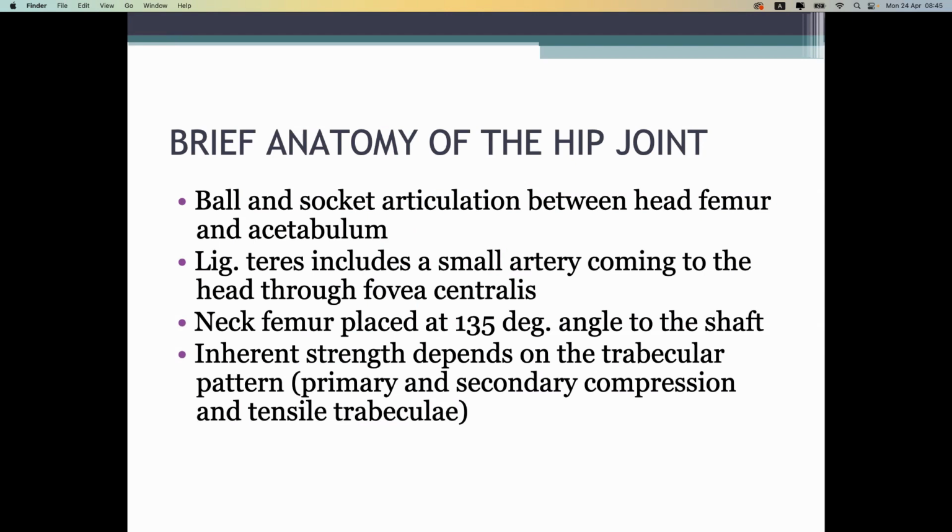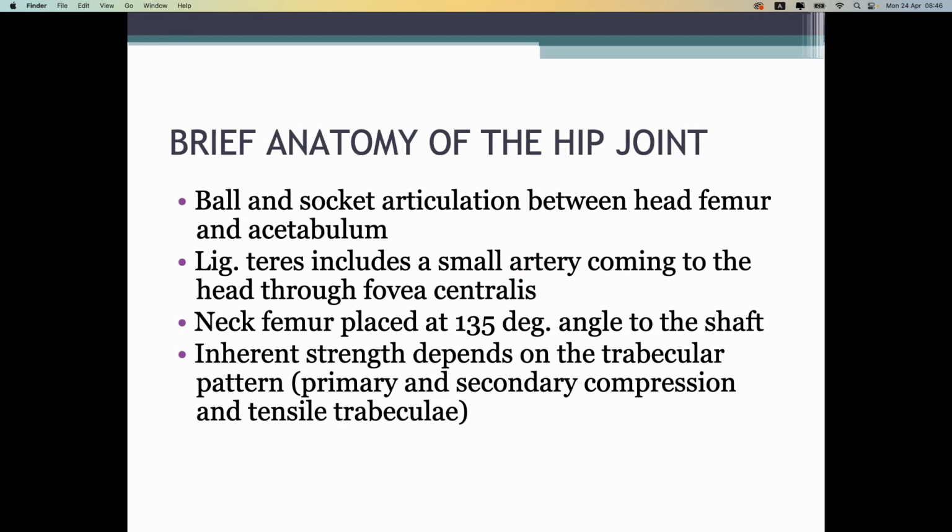Okay, neck shaft angle. And this angle is important because when you start the treatment of a neck of femur fracture, you have to lean to this angle. You have to be close to this angle. Otherwise, the patient might have some instabilities or incongruency and so on.